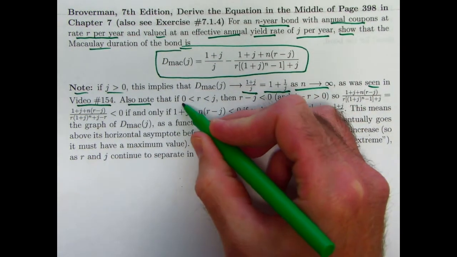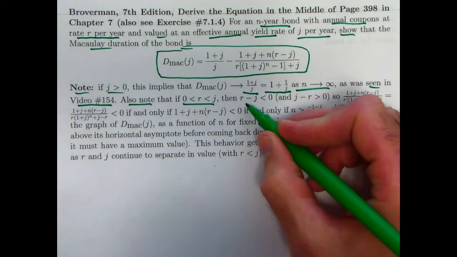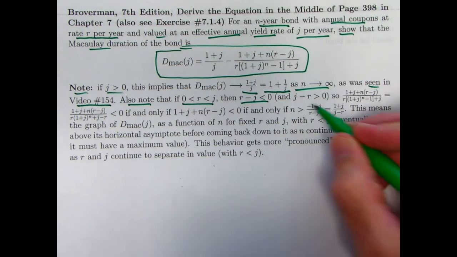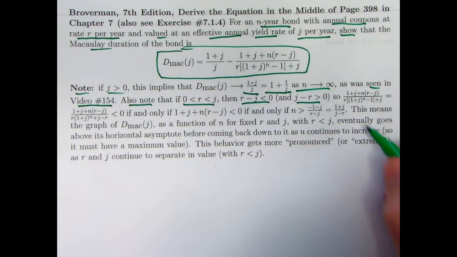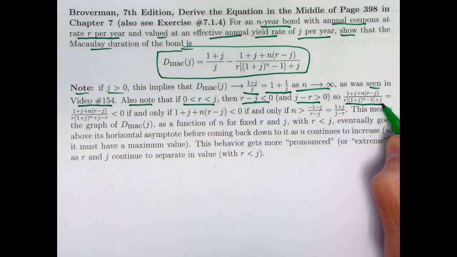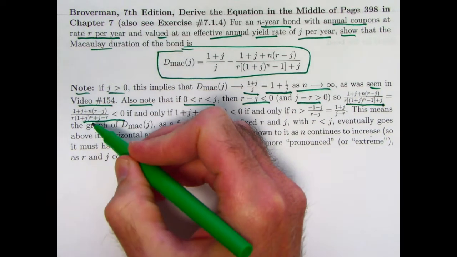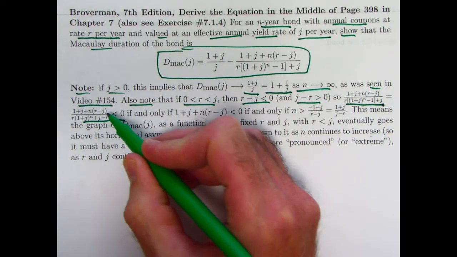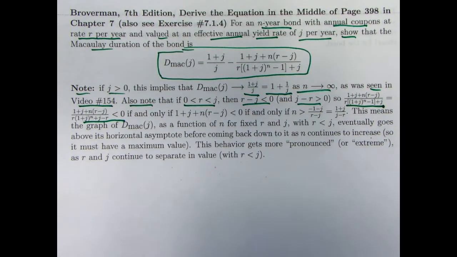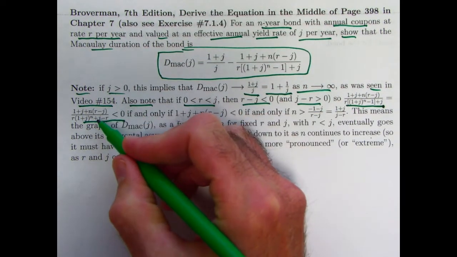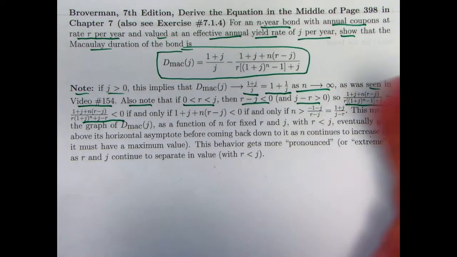Also note that if r and j are both positive and r is less than j, then r minus j is negative, so that j minus r is positive, and that means this thing that we're subtracting here is going to be negative. Why? Well, the bottom's going to be positive, but the top's going to be, I misspoke here, it's going to be negative if n is sufficiently large. Bottom's positive, the top's going to be negative when r is less than j if n is big enough.